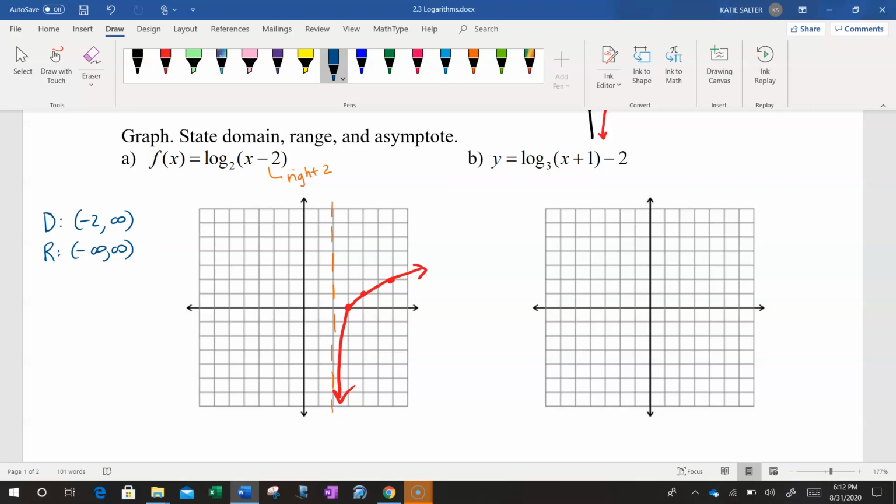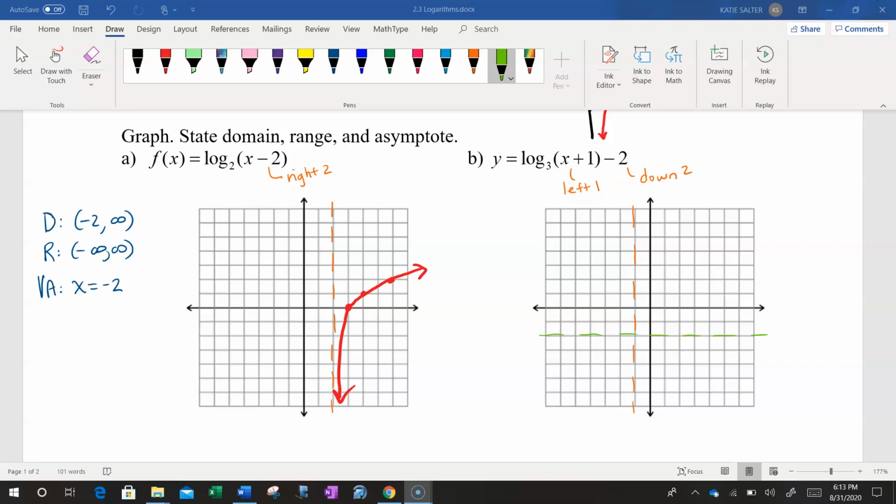All right, try the next one. Pause the video. When you're finished, start the video back. So this one goes left 1 and down 2. The left 1 gives us that vertical asymptote. Our vertical asymptote is going to be at x equals negative 1. But I also put a dashed line for down 2, because wherever we draw these dashed lines, that's where we've shifted this graph to. So I'm going to pretend that that's our x and y axis.